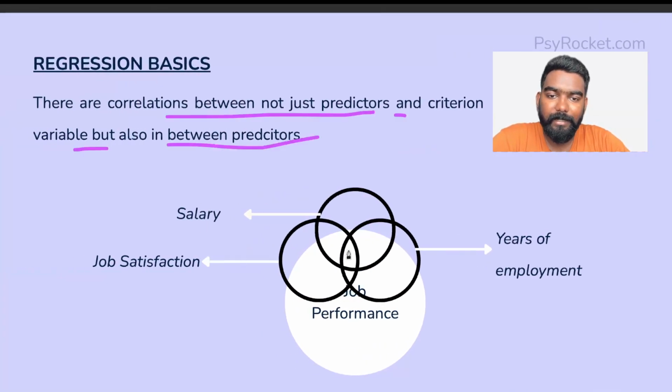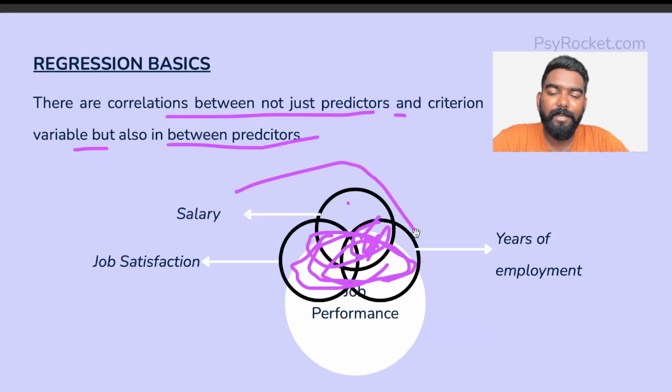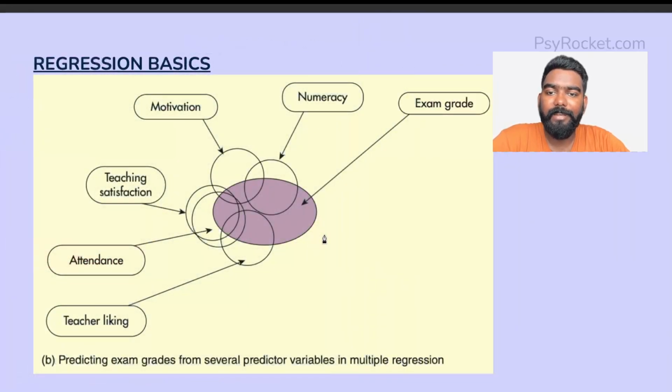Okay, see, the actual diagram will look like this. The shaded common part between years of employment and salary is nothing but called correlation between salary and years of employment. And the portion which is overlapped by these circles in the white region, in the job performance region, is nothing but called the variance explained by all of these three variables. The actual diagrams are much more complex and look like this.